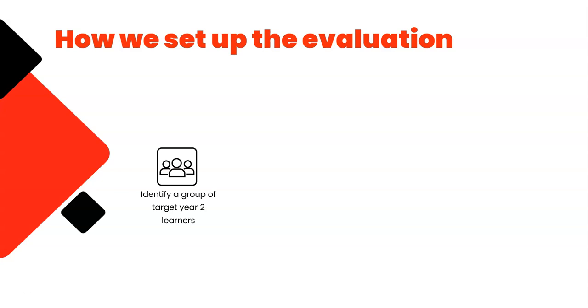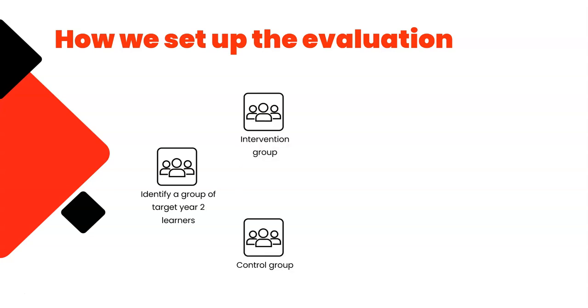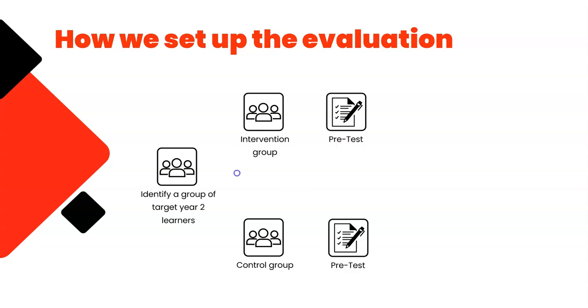The evaluation uses individual randomization, so that just means identifying first a group of target Year 2 learners. You will then put the number of learners that you've identified, for example 12, into the What Worked wizard, and then it will allocate them into an intervention and control group. You will then set the pre-assessment task, which will be a spelling test from the Year 2 words.